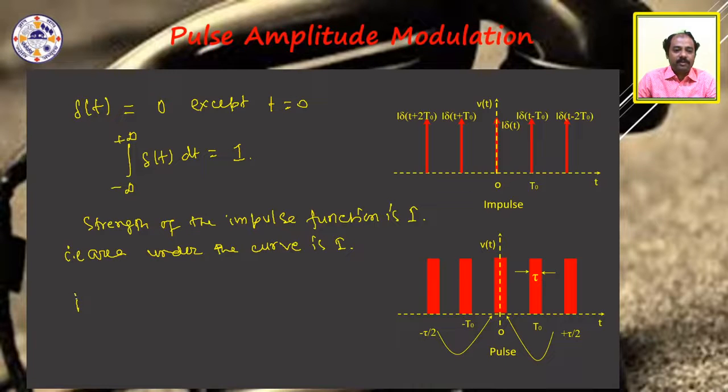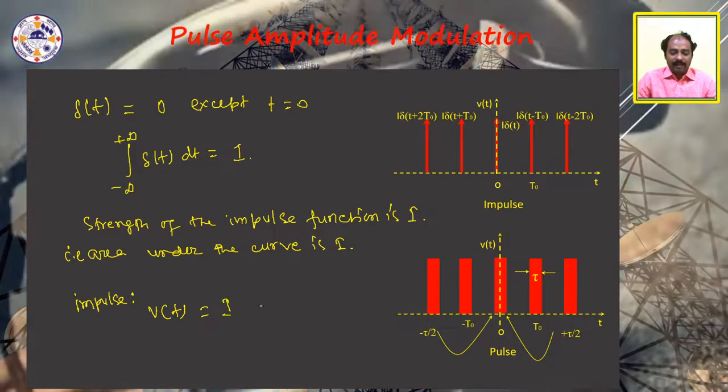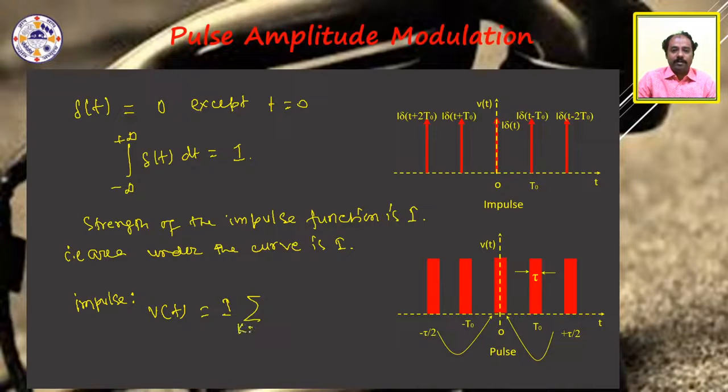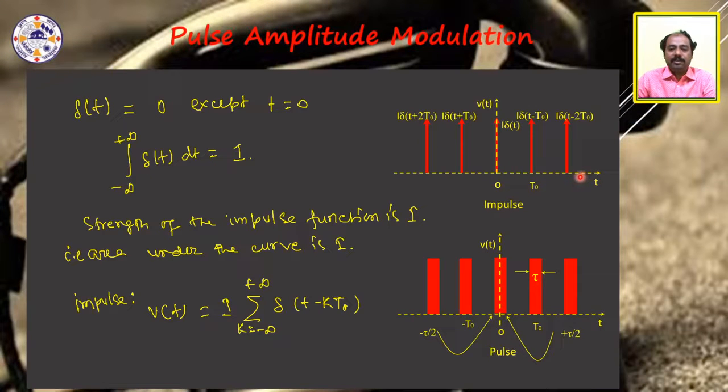Now, if we want to express this impulse mathematically with the help of our Dirac delta function, we can define it as v of t equals I summation over k equals minus infinity to plus infinity delta of t minus k t0. You can see very easily from this function that this pulse is propagating along the positive t direction.